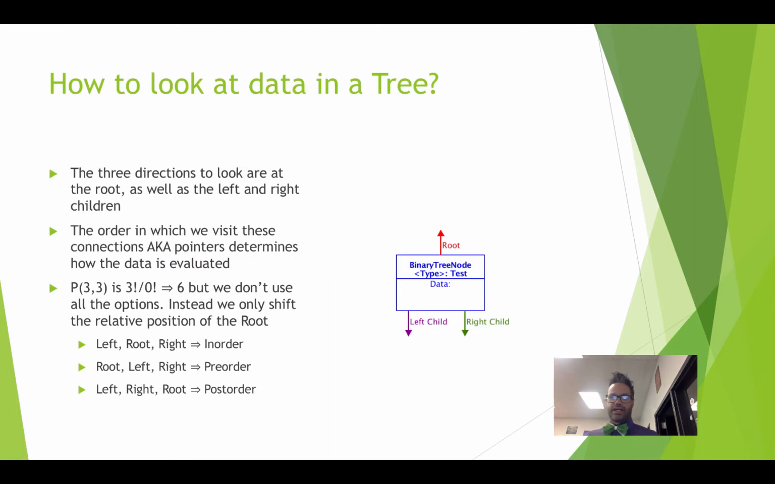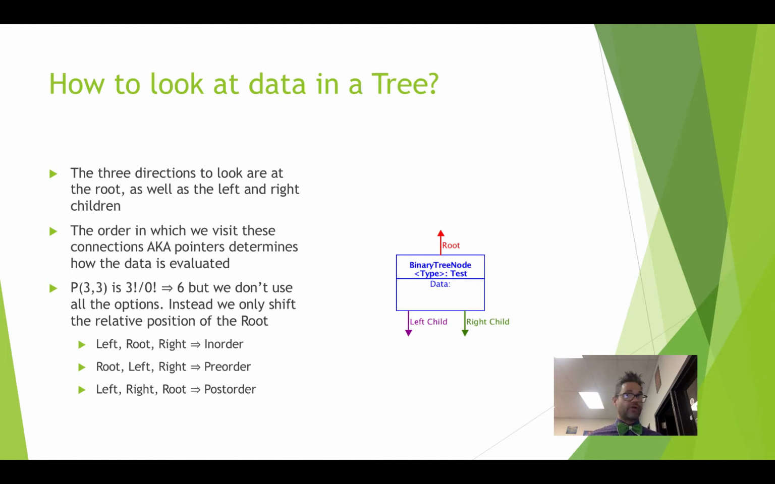So when we're looking at data in a tree, we have to look at the entire structure itself as well as the actual nodes themselves. And when we're looking at a node, we can see that we have three different pointers: the root pointer, the child pointer for left, and the child pointer for right. There are different directions we can look through that tree structure. The way we look at the tree, we have to evaluate which pointer we're going to go to first, aka how we're going to examine the tree structure itself.